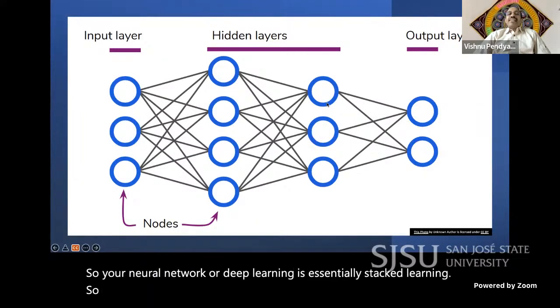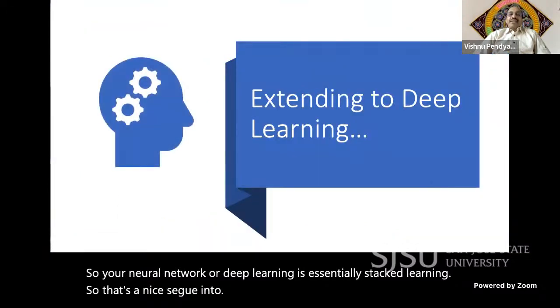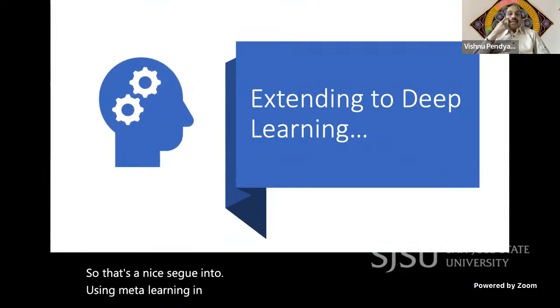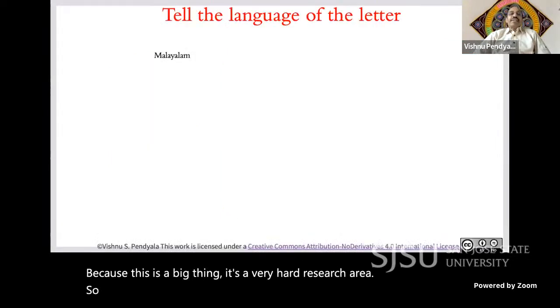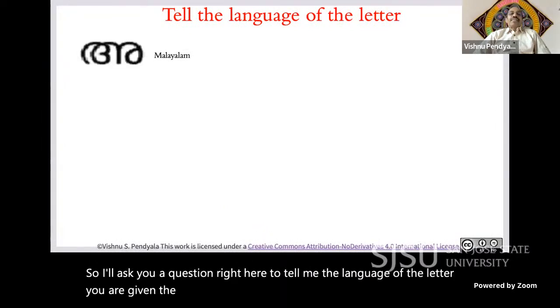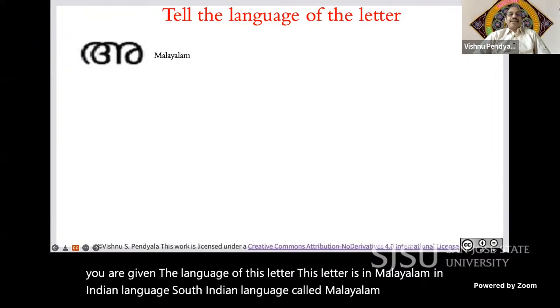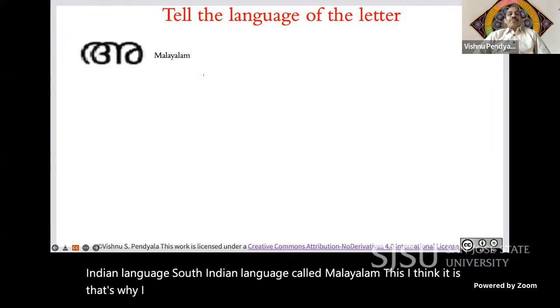So that's a nice segue into using meta learning in the context of deep learning, because this is a big thing. It's a very hot research area. So I'll ask you a question, right? You have to tell me the language of the letter. You're given the language of this letter. This letter is A in Malayalam, a South Indian language called Malayalam. I think it is A. That's how I remember. I'm a polyglot. I speak, read, and write multiple languages. So this is A, I think.